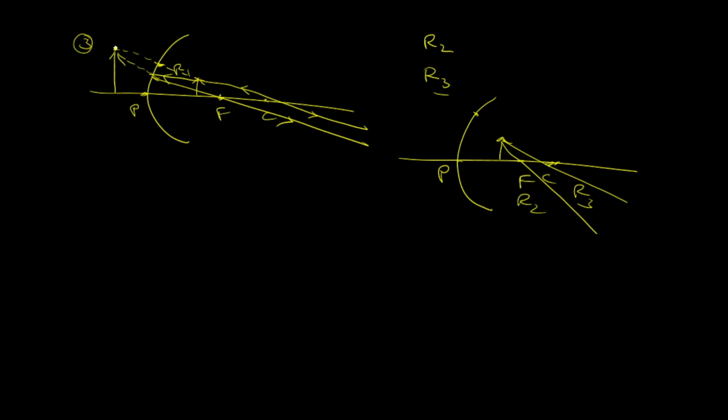Here you will have the tip of the image, and the base of the image is on the axis of the mirror. If you observe carefully, the image formed will be a virtual image. What is a virtual image? The image which is formed on the opposite side of the object.